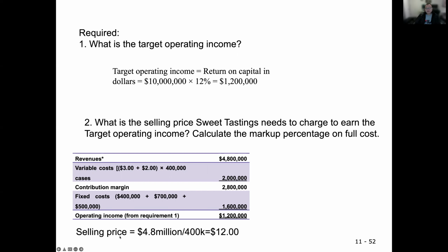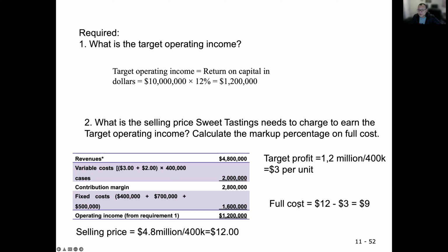So my selling price per unit would be 4.8 million divided by the units sold, 400,000. So for each unit, that's $12 per unit. The target profit is 1.2 million over 400,000 units, so for each unit the targeted profit is $3. So the full cost is $12, the selling price, minus the targeted profit, so $9. The markup percentage is the target profit divided by the full cost. So 3 divided by 9 is 1/3, that's 33.33%. So that is how I calculated it.